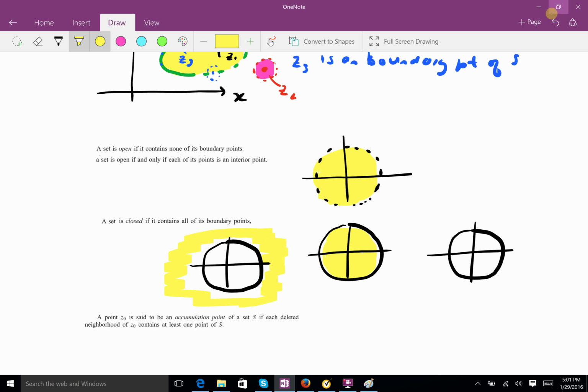Because what is the boundary of the set? Well, the boundary of the set is this inner circle. It's contained in the set. Okay? All right, now we get to the homework problems.